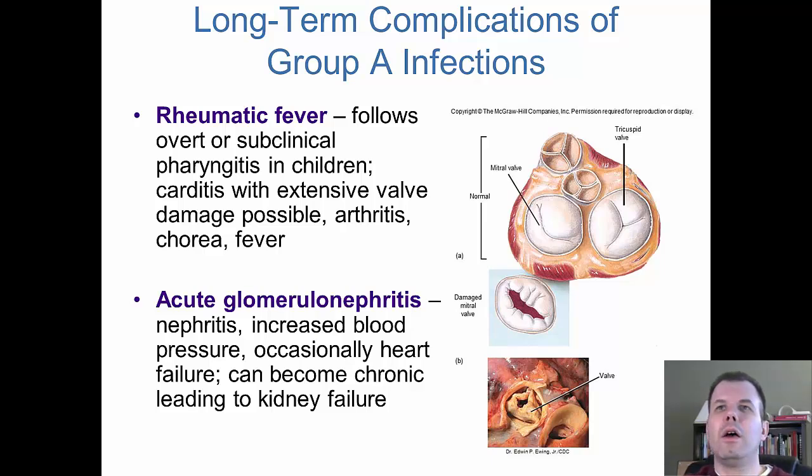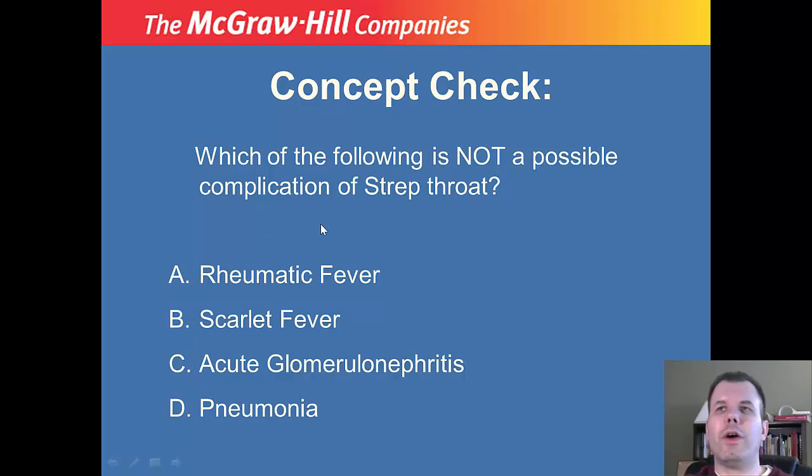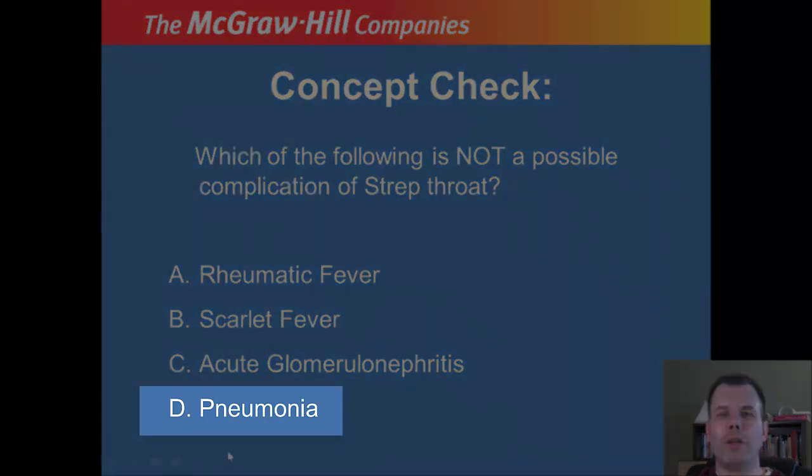Okay. So, concept check. Which of the following is not a possible complication of strep throat? Is it rheumatic fever, scarlet fever, acute glomerulonephritis, or pneumonia? So, which one didn't I really talk about in those cases? Now, I did bring it up, but it isn't one directly caused by that. If you said pneumonia, you would be correct.